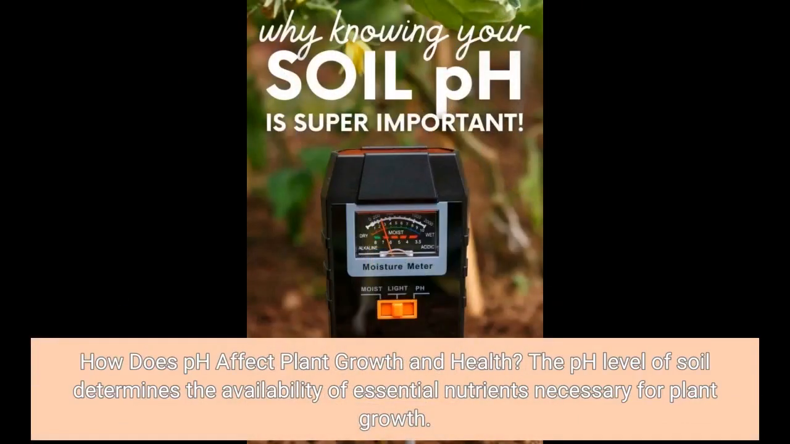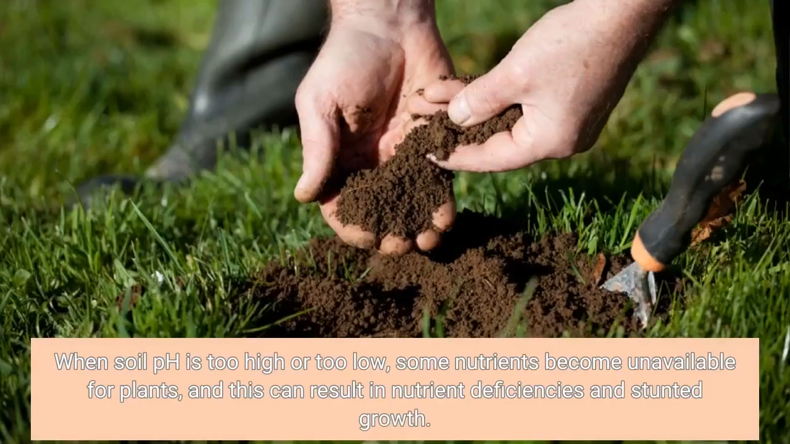How does pH affect plant growth and health? The pH level of soil determines the availability of essential nutrients necessary for plant growth. When soil pH is too high or too low, some nutrients become unavailable for plants, and this can result in nutrient deficiencies and stunted growth.